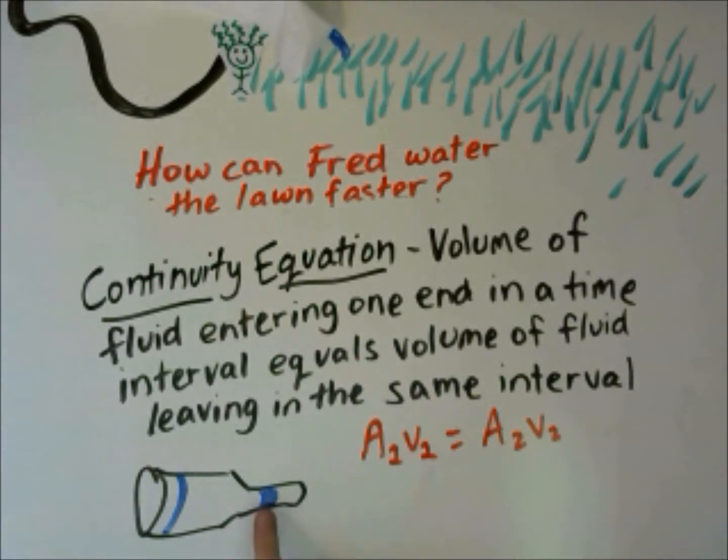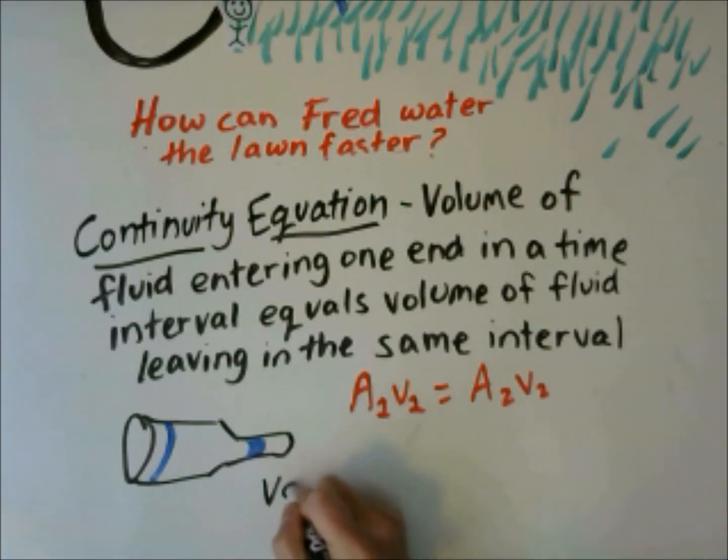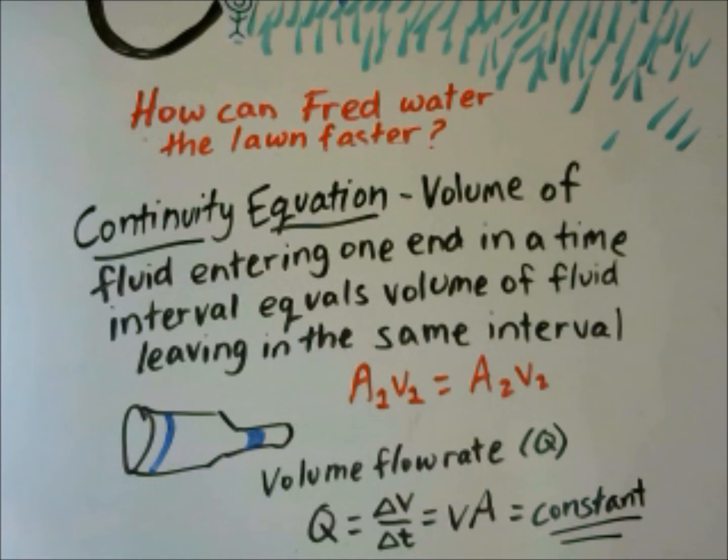The result is that if the area is larger, you will have a slower velocity. So at any point where there's a large area of a tube, your velocity will be less. Any point with a small area, you will have a faster velocity. There's one more term that we use when we talk about fluid flow, and that is volume flow rate. The volume flow rate stays constant throughout the tube, and the volume flow rate is just how much volume passes per unit time. You can also write it as vA, and that is always going to be a constant.